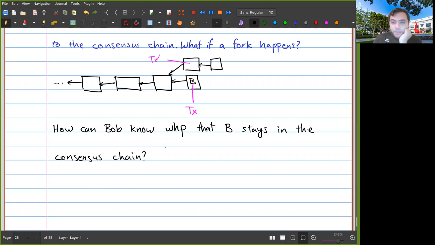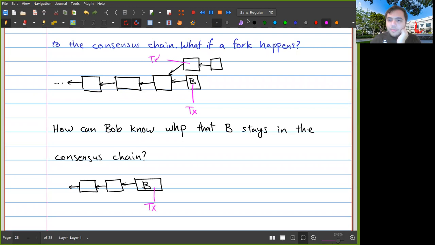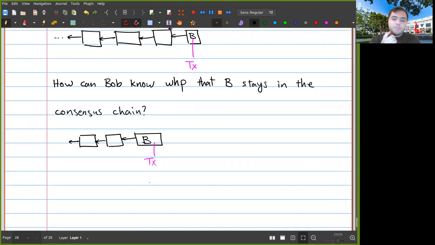Well, let's just look at the same picture as before. Let's say this is again our blockchain. And let's say this is the block B that has the transaction that Bob cares about. So it has TX in it. And we want to make sure with a good probability that B will not be lost in a fork. Well, what Bob can do is that he can just wait a bit more until there are more blocks added to the end of B, okay?